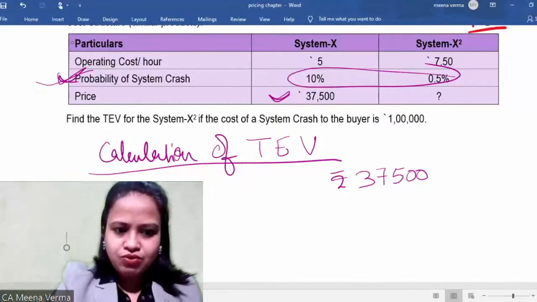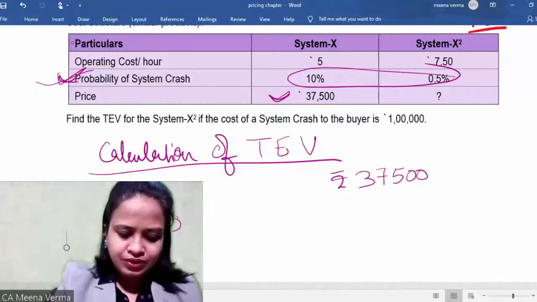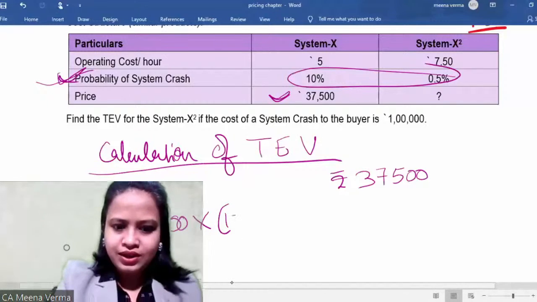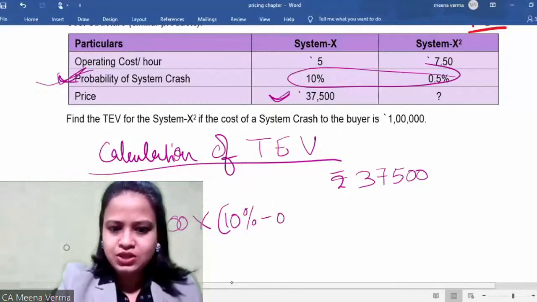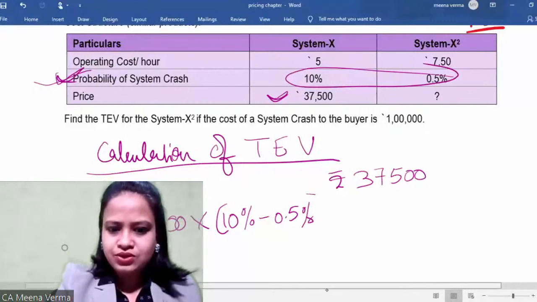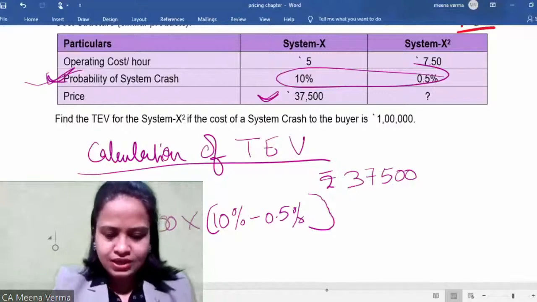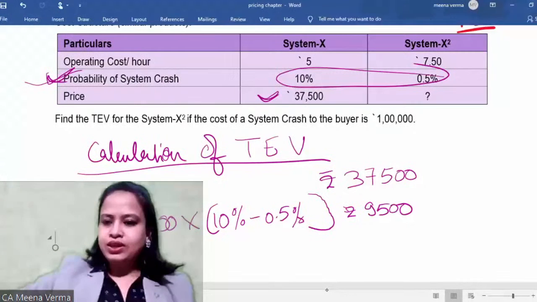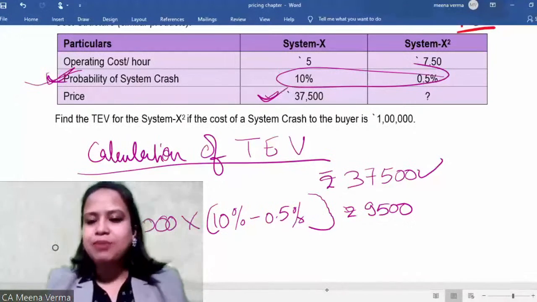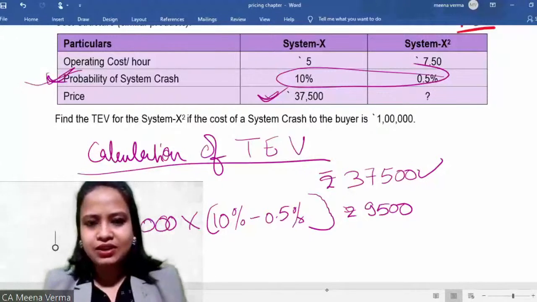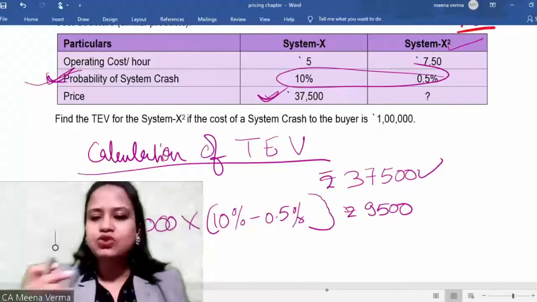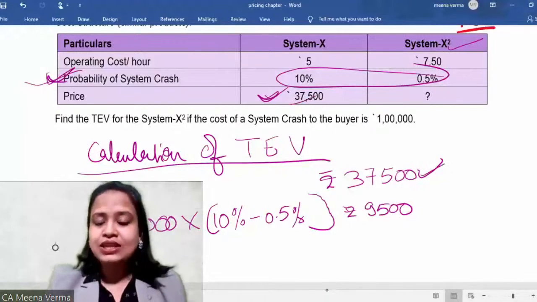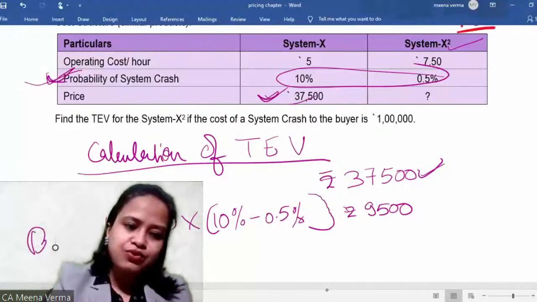So what is this value? 1 lakh into 10% minus 0.5%. This value will come as rupees 9,500. See, this is the price prevailing in the market for the similar product. I want to sell this product in the market, so first I will check the price prevailing in the market for the product which I want to sell. Now I am giving them a benefit.